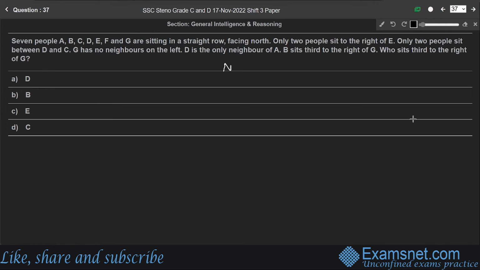So we'll consider the directions now, north and south. Seven people are sitting in a straight row, and all are facing north. It is given that only 2 people sit to the right of E. To the right of E means this direction, the right direction. Since all are facing north, only 2 people are sitting to the right of E.